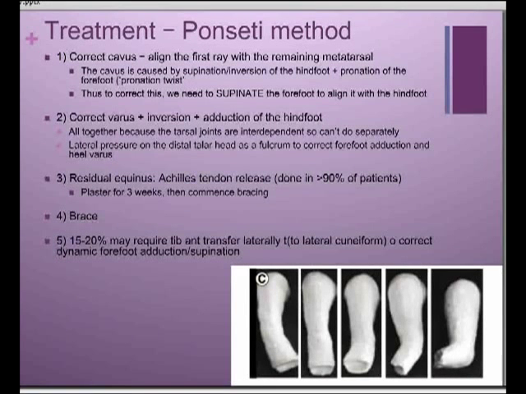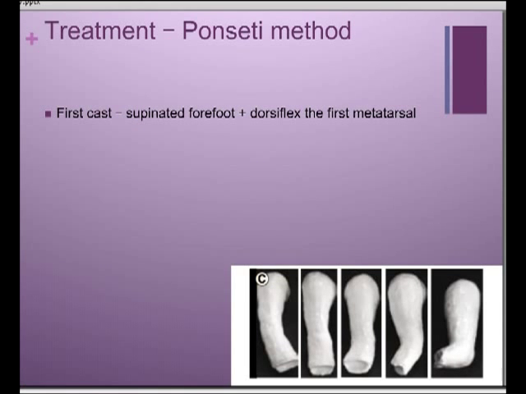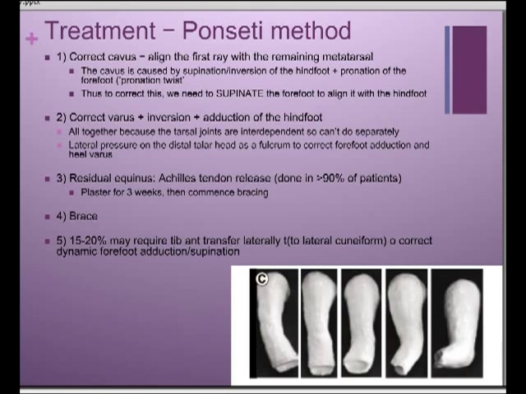First of all, correct the cavus, varus and inversion, then the equinus, and then there may be a bracing period. So to start with, correcting the cavus involves supination and inversion of... keeping the forefoot, that's incorrect at the top there, keeping the forefoot supinated while... because the deformity is a pronated forefoot, mistakes that people were making prior to this method.